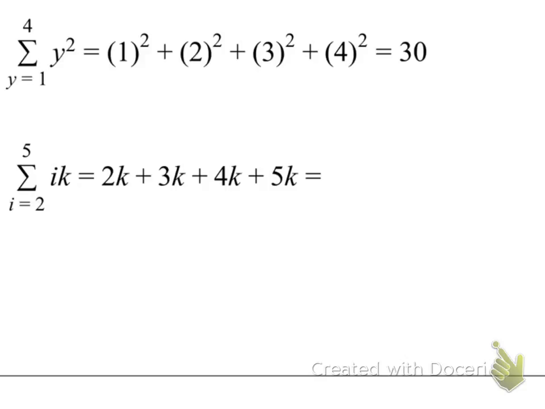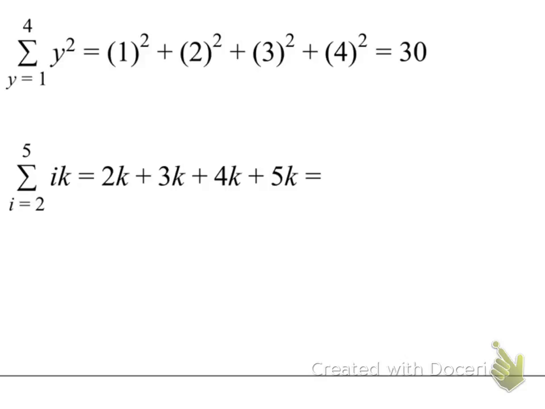So the answer of the sigma of y squared from 1 to 4, or the summation from 1 to 4 of y squared, is 30. Now, let's look at the one underneath it. The summation variable is an I this time. That's going to start at 2 and go to 5.